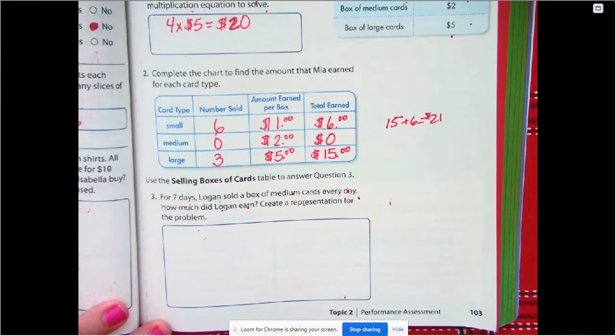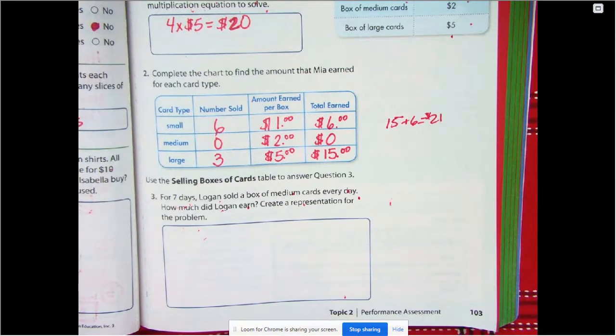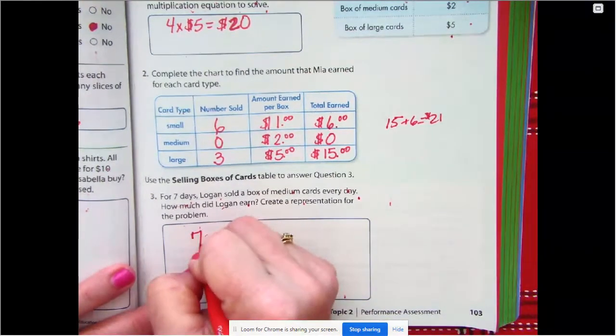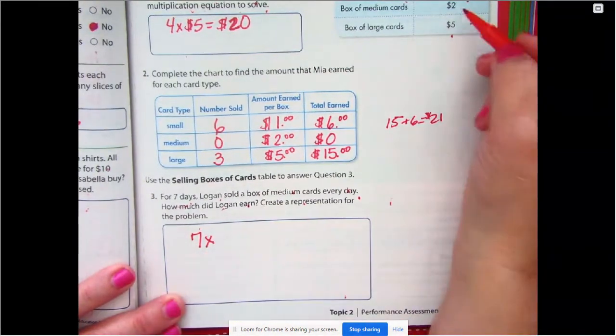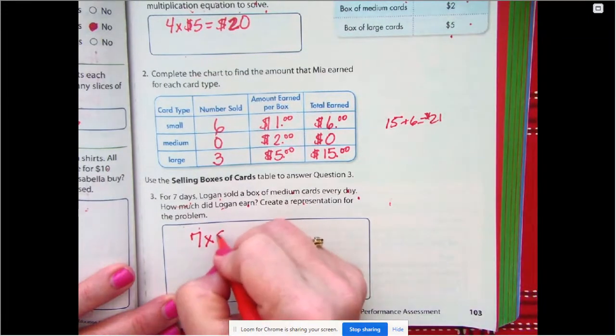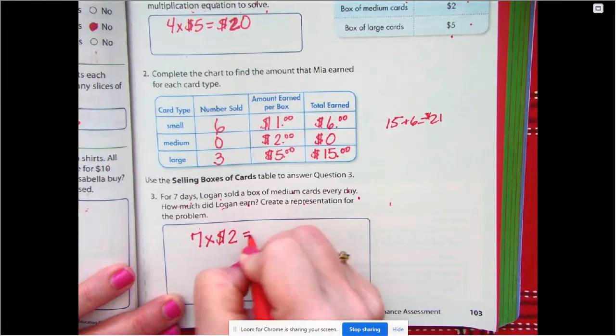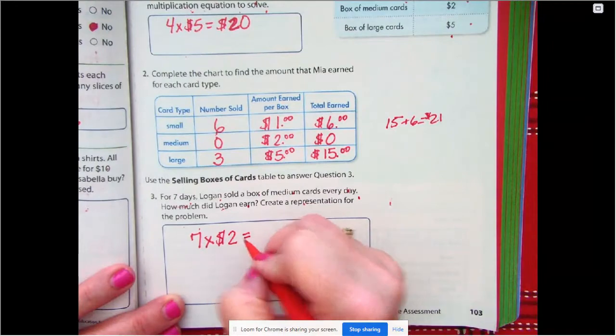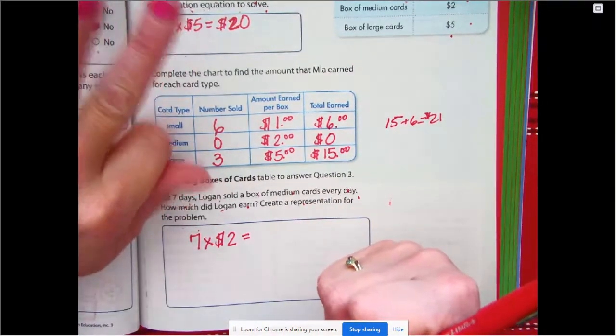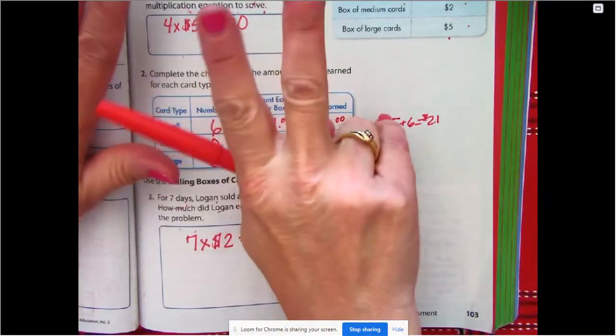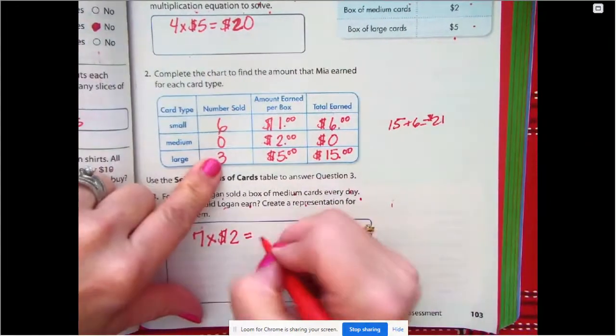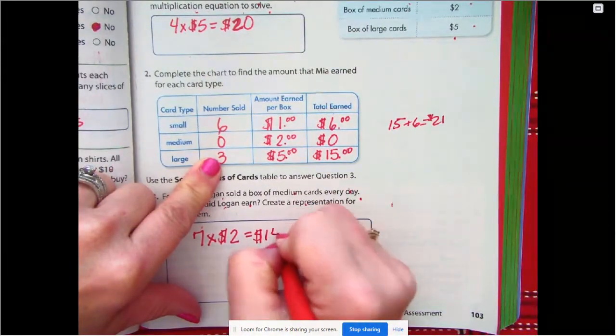All right. So he did 7 days, and the boxes of medium cards is $2. So he got 2, 4, 6, 8, 10, 12, 14. Counted 7 times, $14.